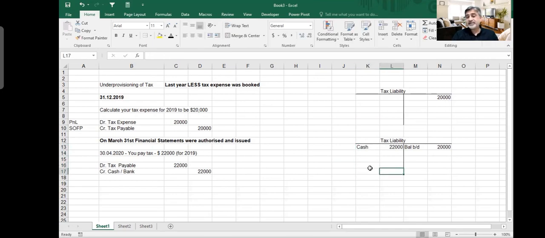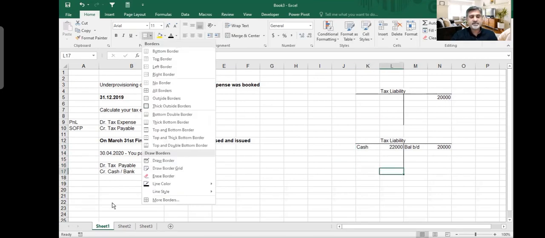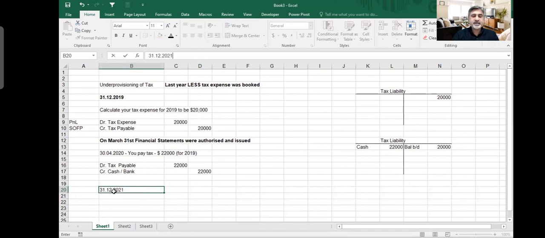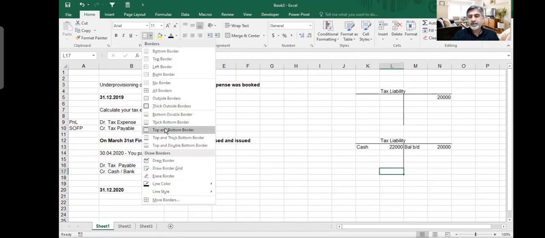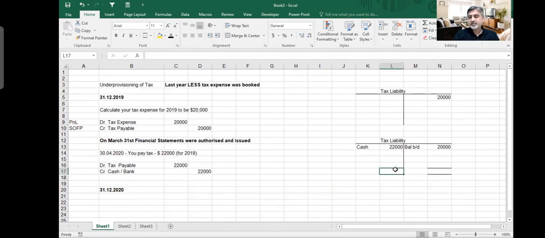Now, when the year ends, after 31st December 2020, end of the year comes, you go and you close your ledger. And you know that when you have to close the ledger, you will write down the bigger amount on both sides, 22,000 here and 22,000 here. And this is 2,000, which is your balance carried forward.